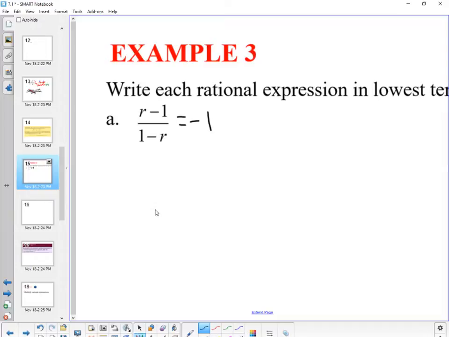Why is it negative 1? This is why. R minus 1. Let's fix these. Let's put them in order. That means you've got negative R plus 1, don't you? Obviously, they're not the same. But I could factor out a negative here.